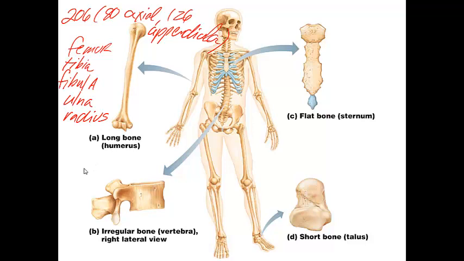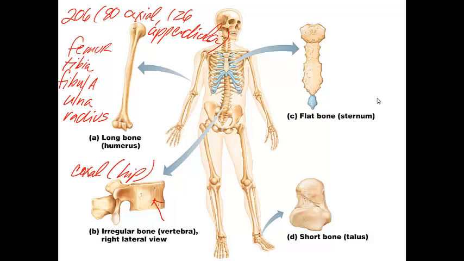Letter B is the irregular bones. These would include things like the coxal bones, which are the hip bones, and also the vertebrae that you can see here. So whether it's cervical, lumbar, thoracic, they're all classified as irregular bones.